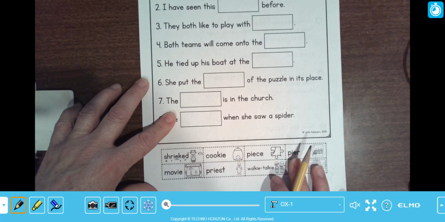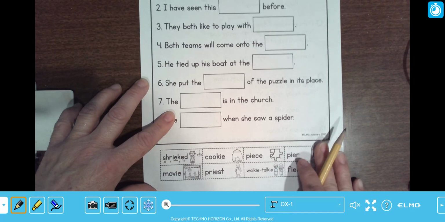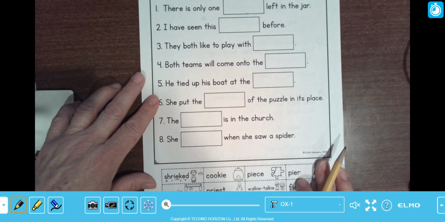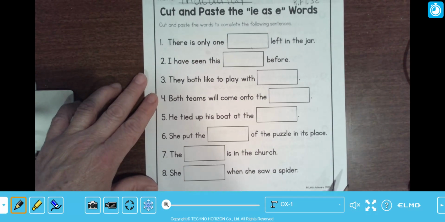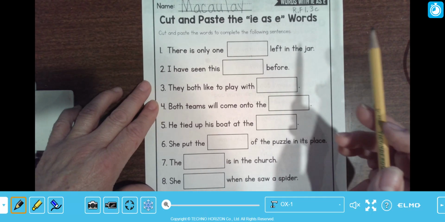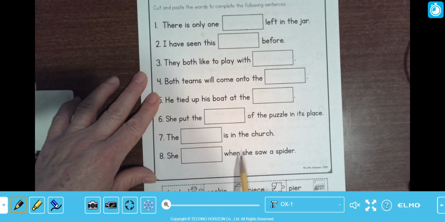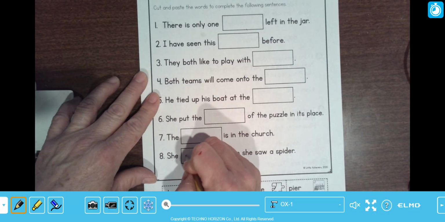What's the word? The word is shrieked. I don't know if you can see her. She's yelling. She shrieked. So it's a scared scream, like, ah! That's a shriek. So she shrieked. So let's find out which sentence goes with shrieked. She shrieked when she saw a spider. Shrieked. So let's write it here.